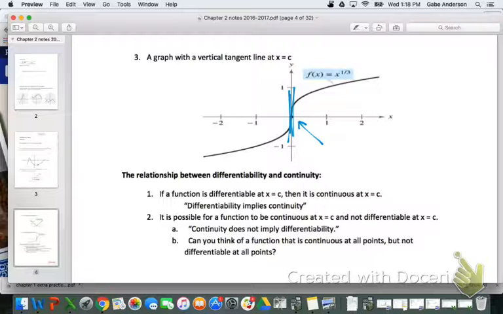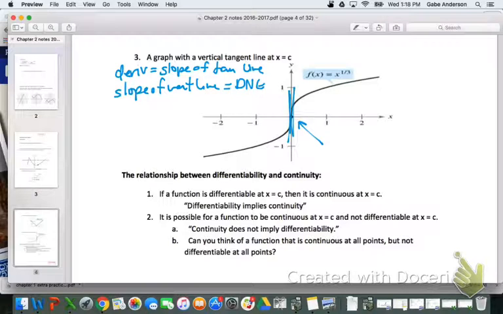Let's talk about why that is. Remember, the derivative is the slope of the tangent line. So I'll put this over here: derivative equals slope of tangent line. And what is the slope of a vertical line? That is a does not exist. So if the slope of a vertical line doesn't exist and your tangent line is vertical, that means the slope is DNE. That means the derivative doesn't exist either there. So that's our final case.